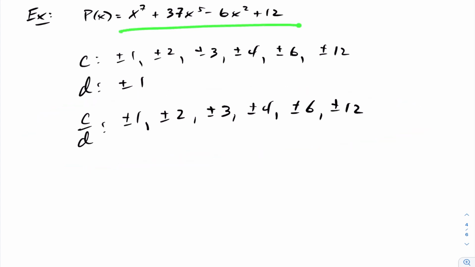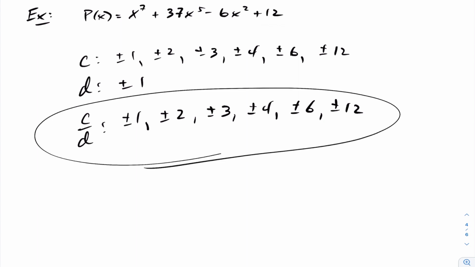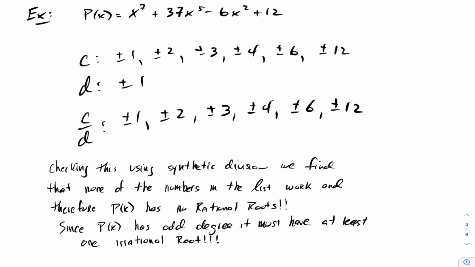Notice again, the coefficients here are not all positive or not all negative, so we can't eliminate half of these. You would have to check all of these and hope that one of these breaks down our polynomial. Let's take a look at this using synthetic division. As a further observation, when you actually go ahead and do synthetic division on these and check them out, none of these end up working. So the conclusion here is that the polynomial p of x has no rational roots.